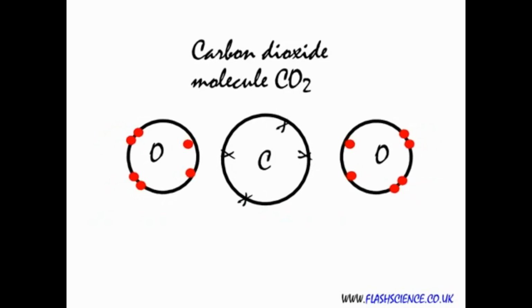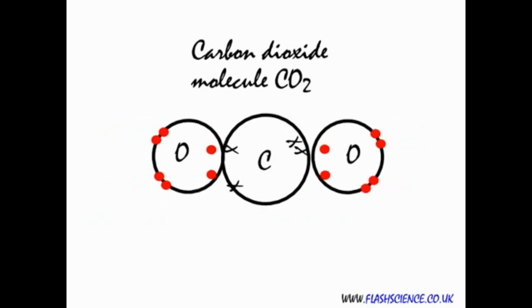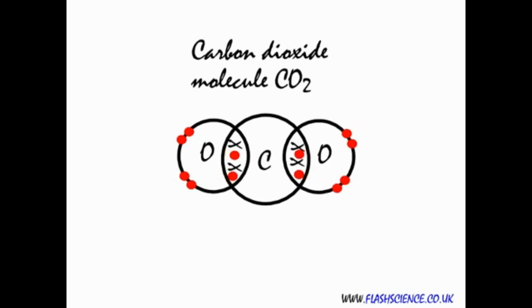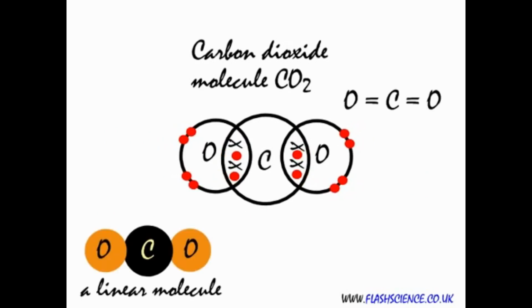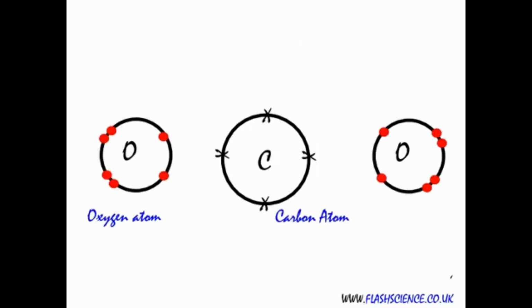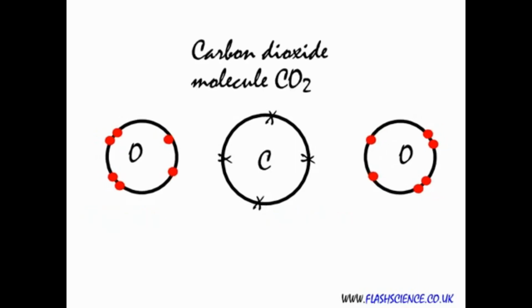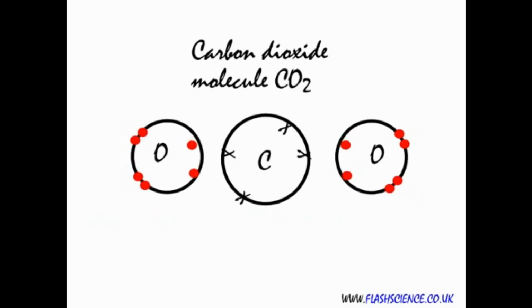Carbon shares two electrons in the formation of a double bond with one oxygen atom and another two electrons with another oxygen atom. In this process, both the oxygen atoms and the carbon atom acquire the stable electronic configuration of the noble gas neon. The formation of the CO2 molecule is shown above. Valencies of C and O are 4 and 6 respectively.